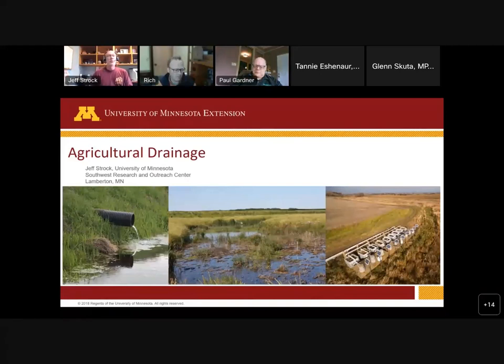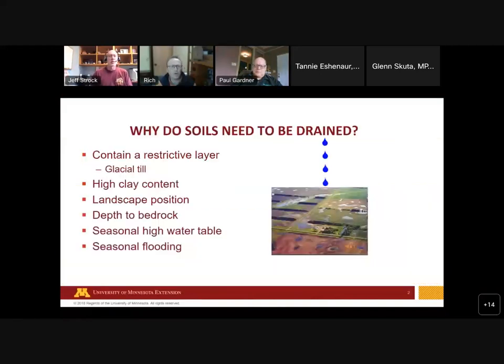So the part of the question that I wanted to address is why do soils need to be drained? A lot of the soils in southern Minnesota, and particularly up in the valley, are high clay content. They're composed of glacial till, so their internal drainage is poor. It's very slow. Sometimes we have landscape positional types of things like depressions or foot slopes that occur across the landscape, and those tend to be a bit more poorly drained.